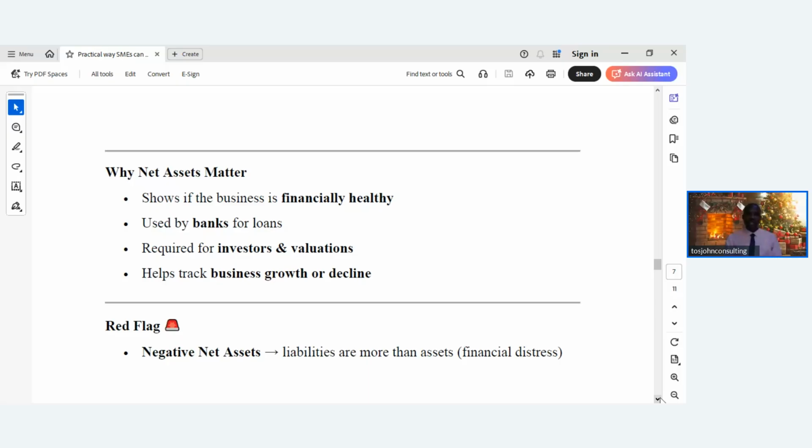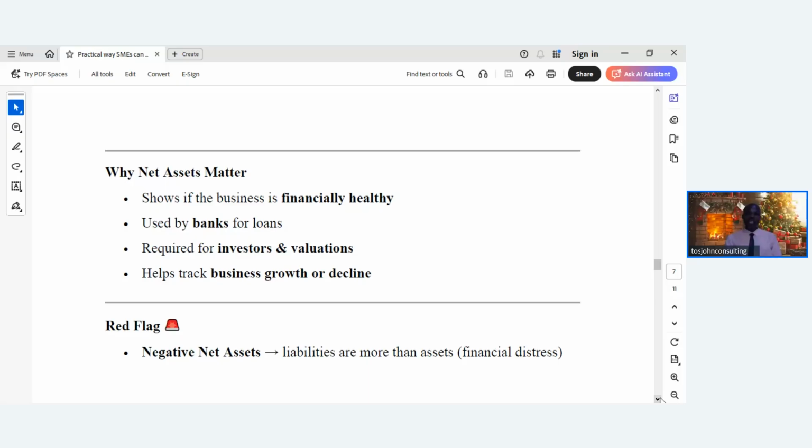Then number two is it is used by banks for loans. Imagine you want to get a loan of 1 billion from the bank. The bank will first assess your net worth. If your net worth is 100 million, you may not be able to qualify for that 1 billion loan. They will just advise you to take a lesser loan. So your net worth is very important for you to access loan facilities from the bank or other financial institutions.